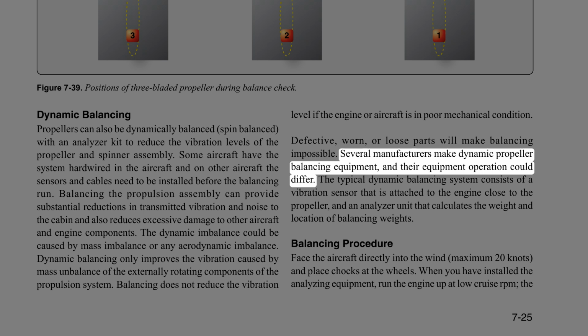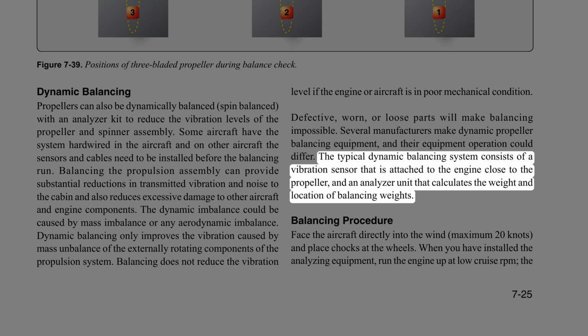Several manufacturers make dynamic propeller balancing equipment, and their equipment operation could differ. The typical dynamic balancing system consists of a vibration sensor that is attached to the engine close to the propeller, and an analyzer unit that calculates the weight and location of balancing weights.